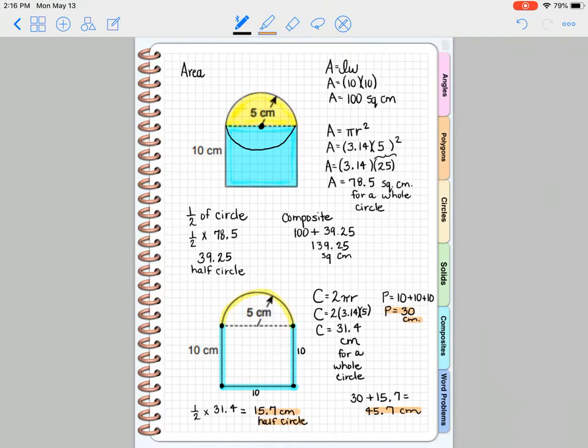Okay, that does it for 2-dimensionals. In the next series, we'll look at 3-dimensionals, and we'll only be doing volumes in those. So I will see you in the next film.